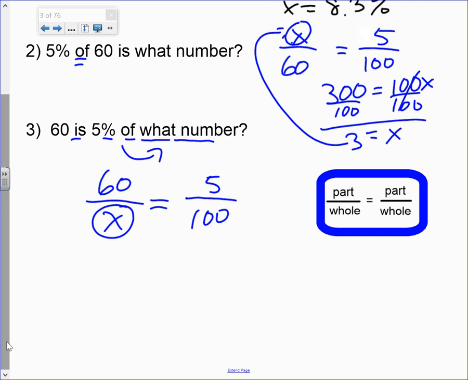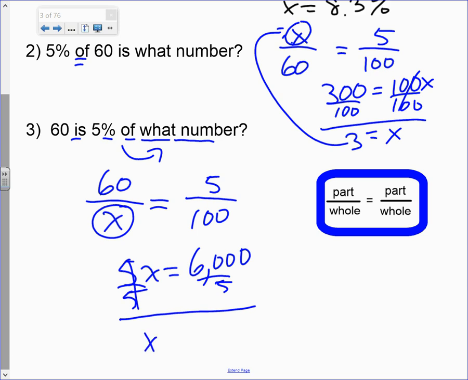So let me cross multiply. 5 times x is 5x. 100 times 60 is 6,000. You should be laughing at this equation. This equation is so easy. Divide by 5. X is, anybody with a calculator? 6,000 divided by 5? 1,200. Really? Are you sure? Yeah, 60 out of 1,200 is the same as 5 out of 100. Crazy.